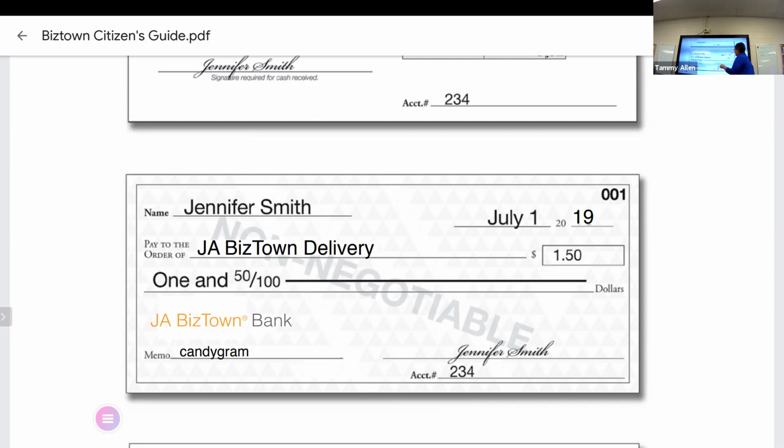How much did you write the check for in numerical? Here, standard form. In words here, and at the decimal point, fraction out of 100 for the cents, and then a line to the end. And then you sign your name, first and last, and put your account number down.